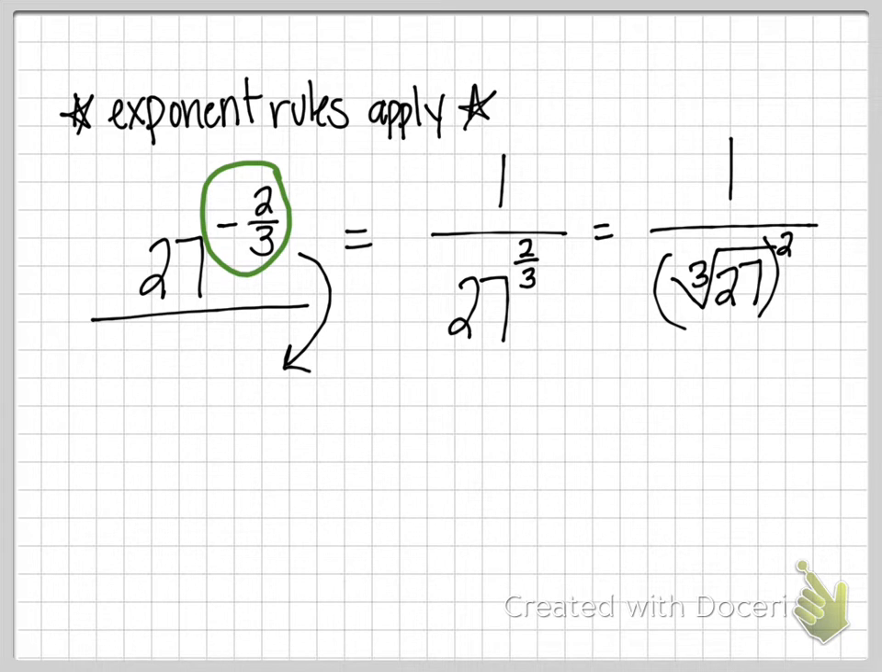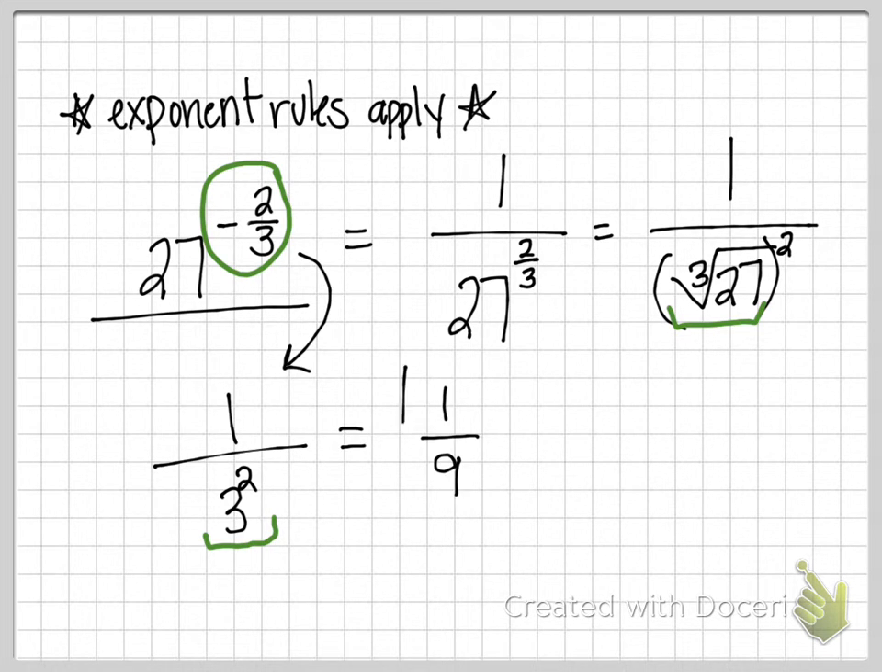Is the final answer 9? What's the cube root of 27? It's 3. Ladies and gentlemen, the cube root of 27, which is what I was asking, is 3. And we then square that 3. So our final answer is 1 over 9.